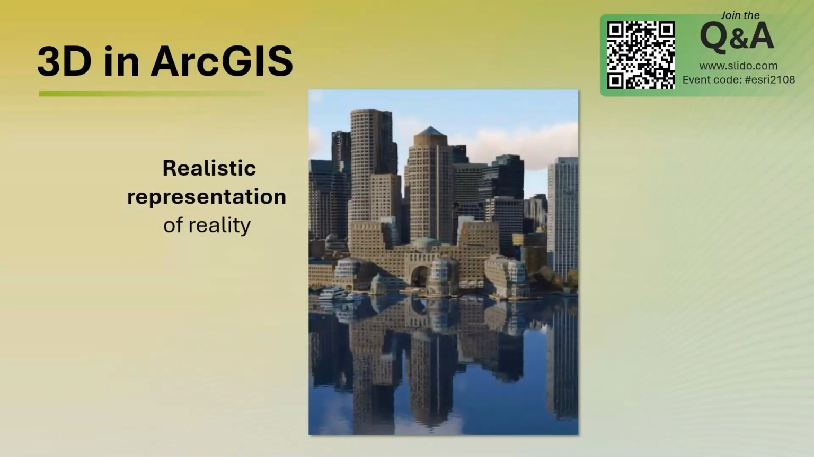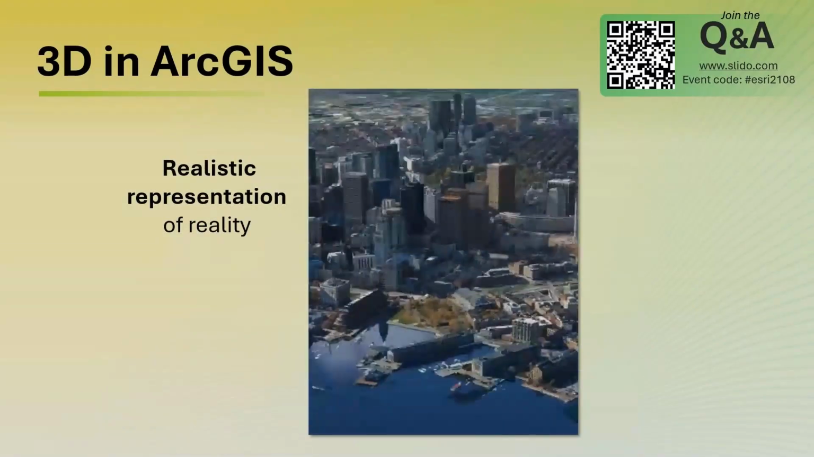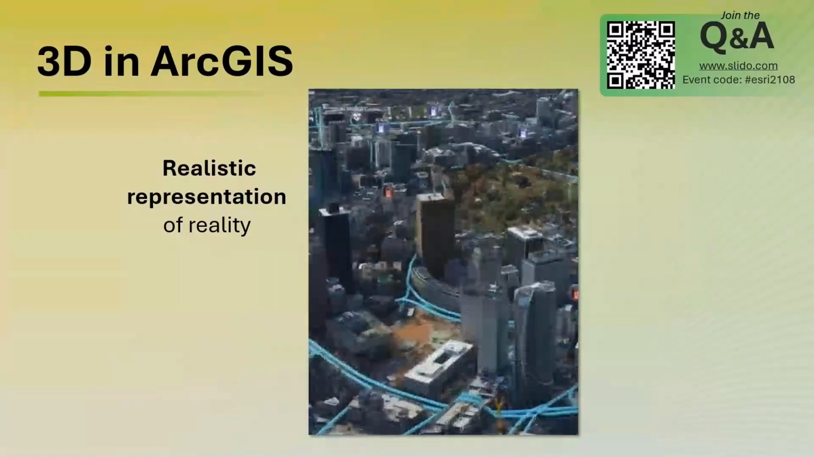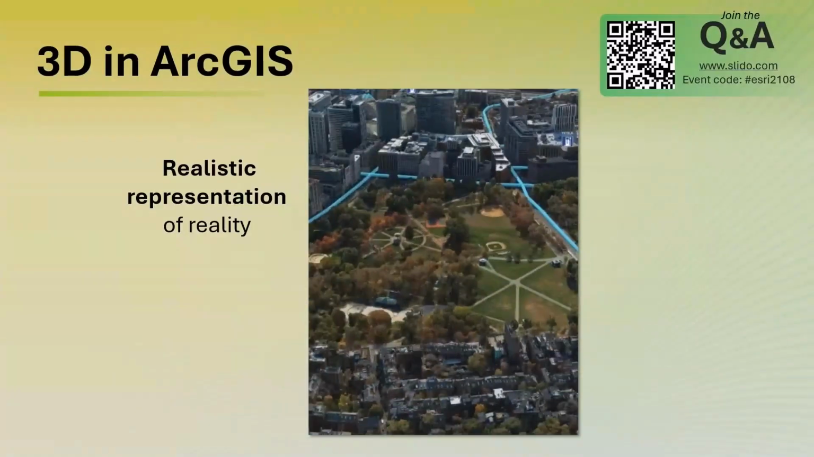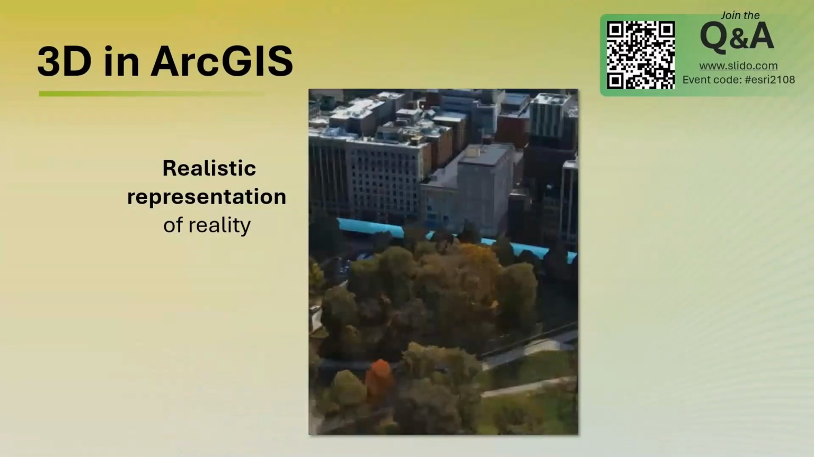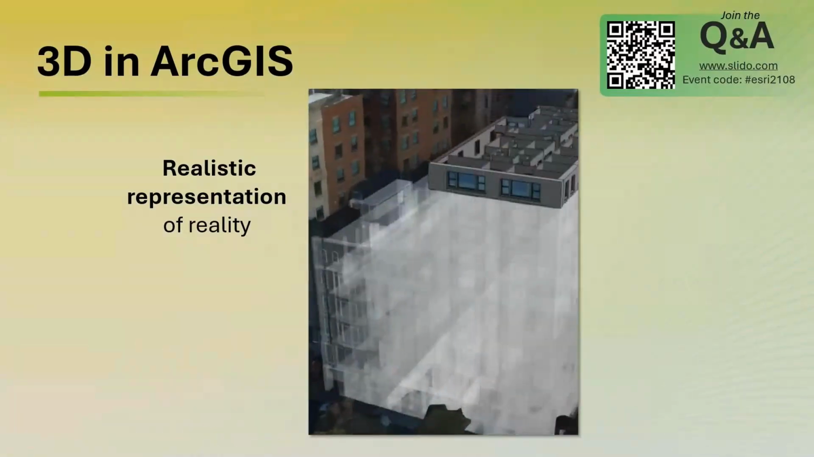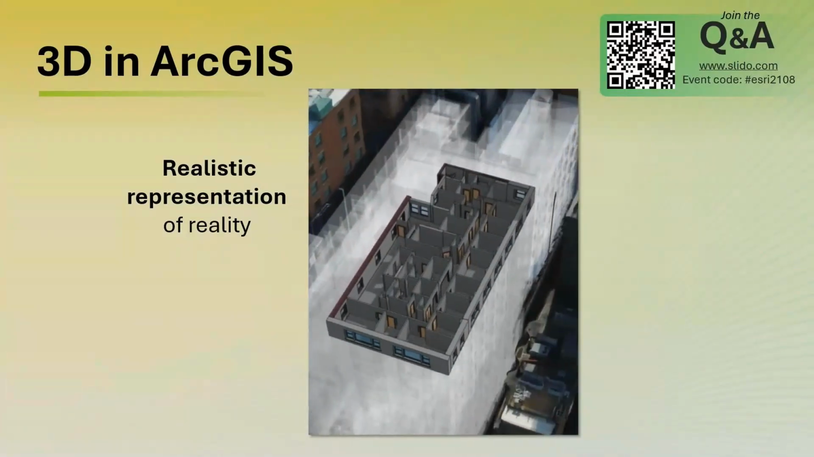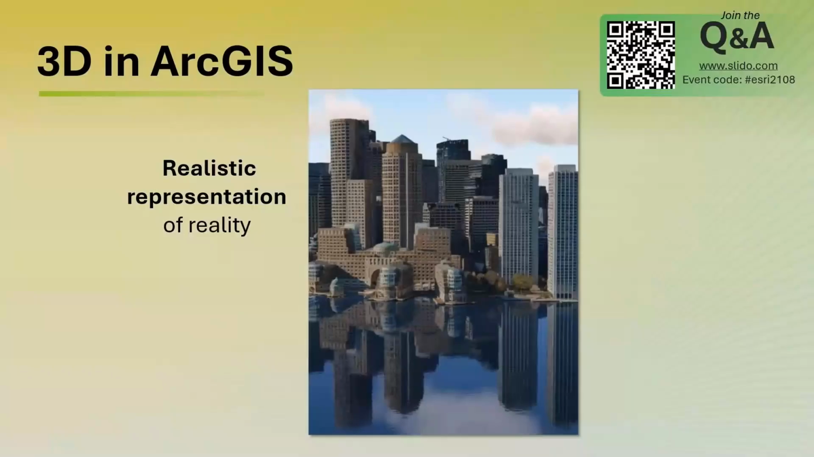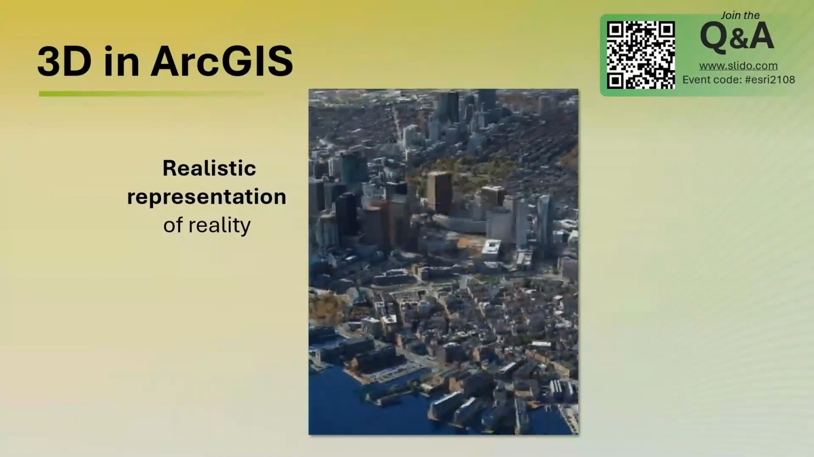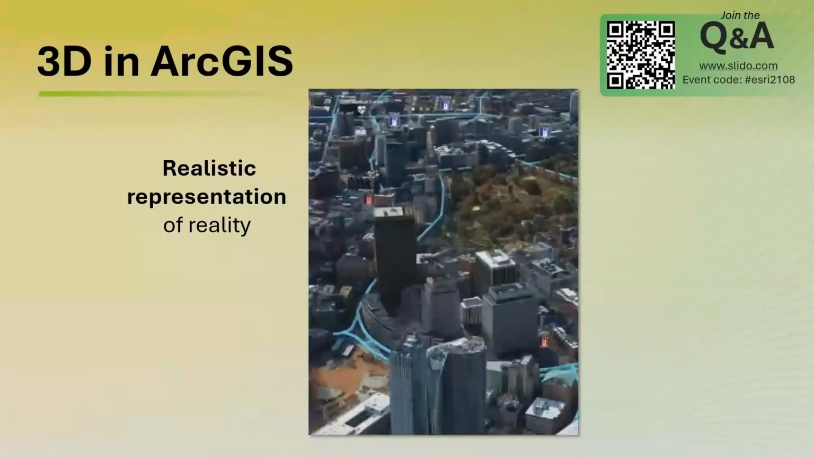But why would you want to work in 3D? So 3D models provide real-world context to your projects, a more intuitive and realistic representation of geographic features such as buildings, terrain, and infrastructure. And such a realistic representation can be more engaging and immersive than working with a 2D representation of the world.